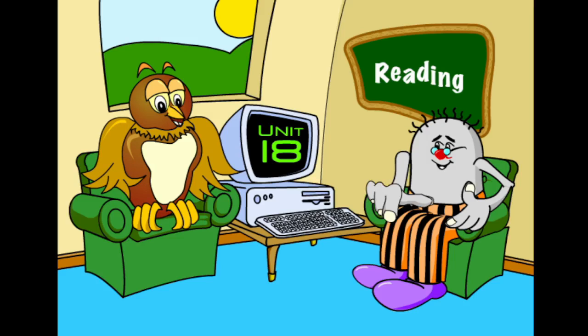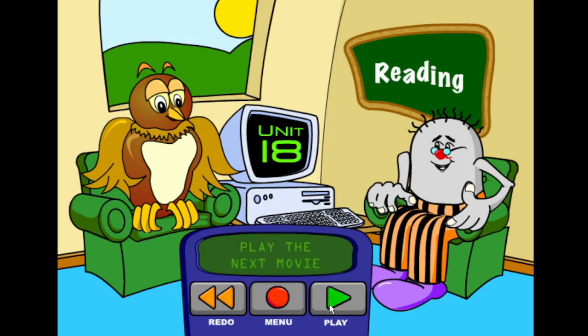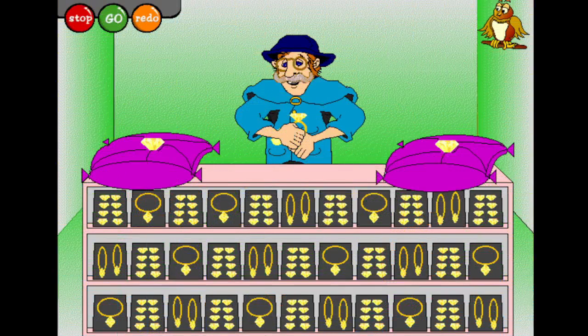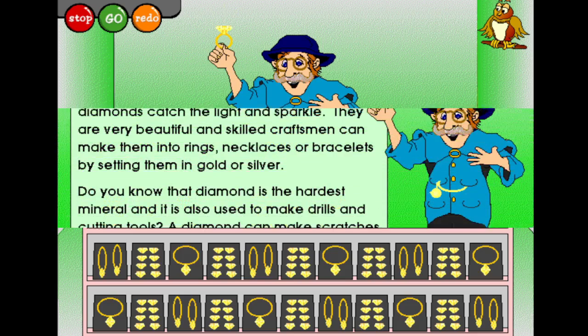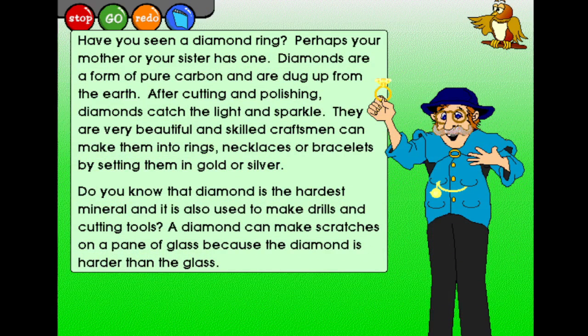Unit 18, Reading. Click the rewind. Read this information about diamond rings. Click on the book to hear it read. Click on Go to continue.